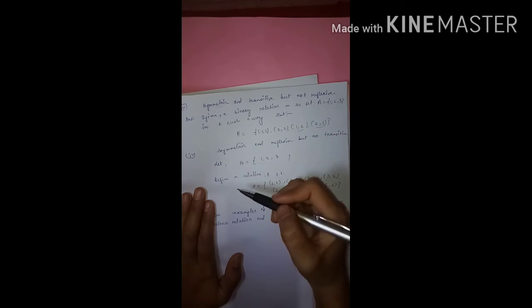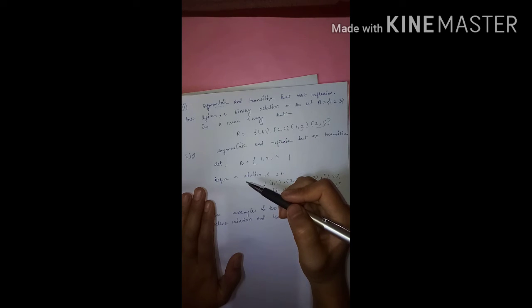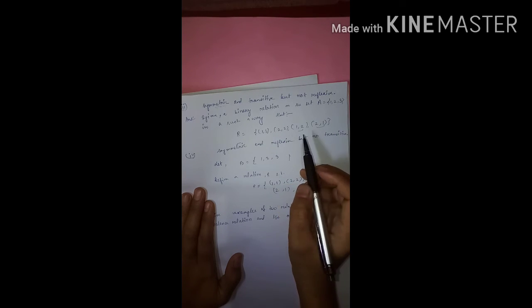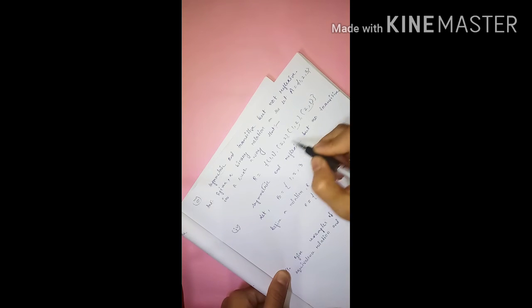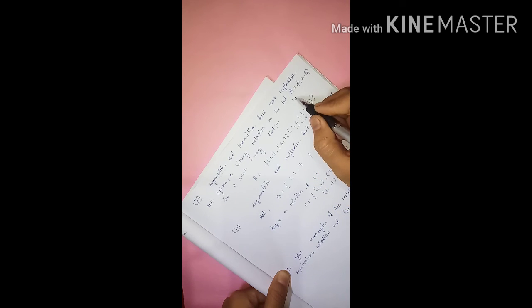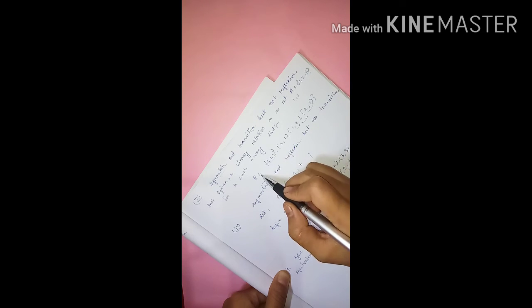Now transitive. For transitivity, we take the elements. Let's take two elements (1, 2) and (2, 1). Then it should imply the third one in the form (1, 1). (1, 2), (2, 1) implies (1, 1), which is in this relation. So this is transitive also.